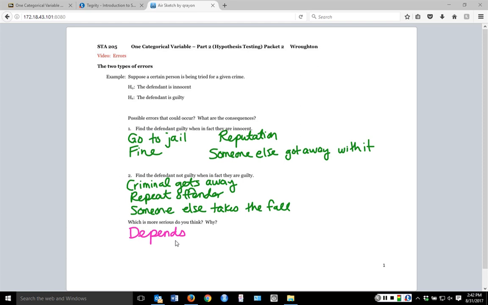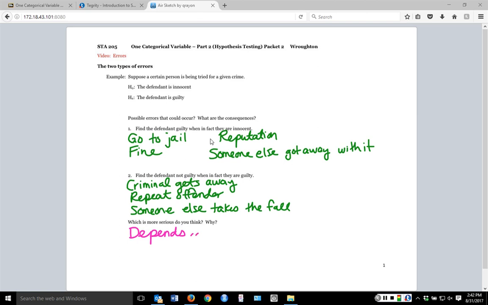For me, I'm going to say it depends. Now, if I agreed with the criminal justice system overall, they say it's better to let 1,000 guilty people go free than to punish an innocent person. So they would think that the first one is worse. Now, that's just one perspective. So what I'm going to say it depends upon.